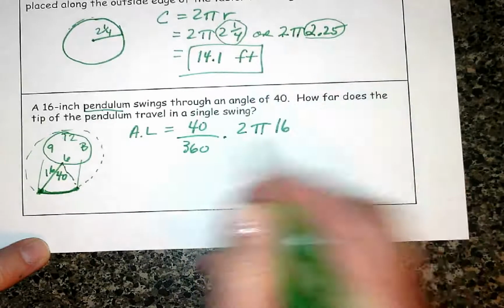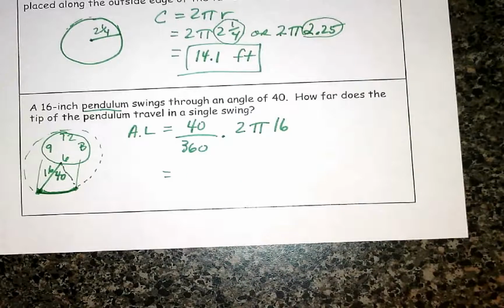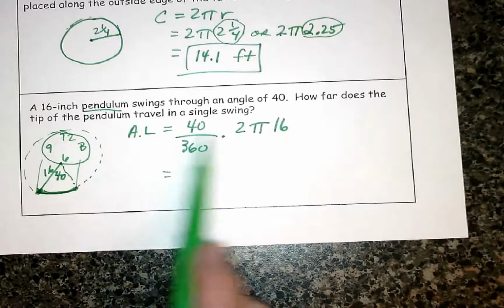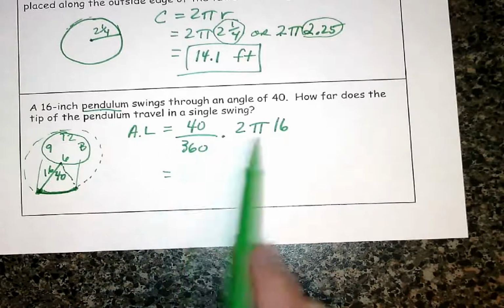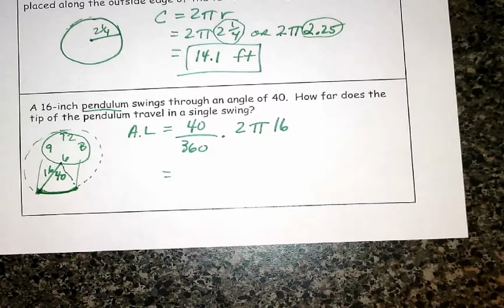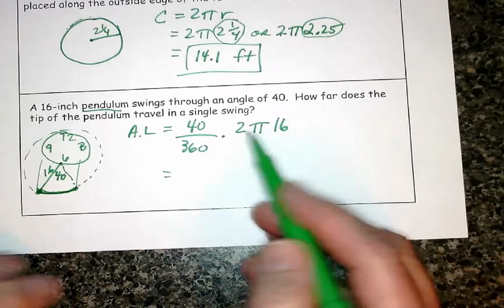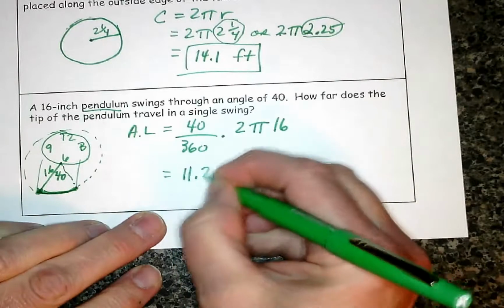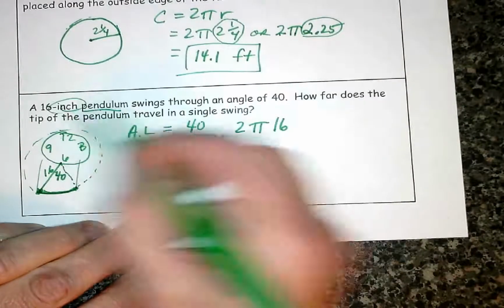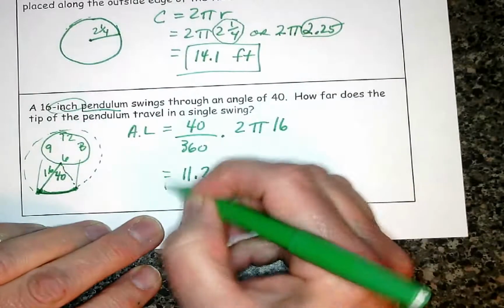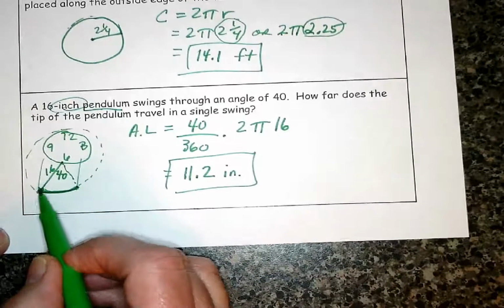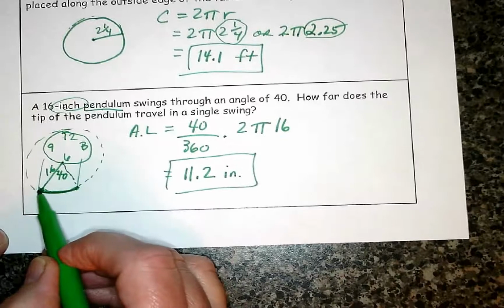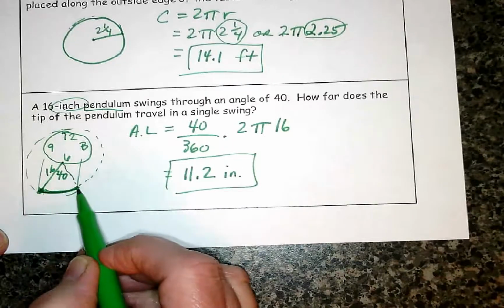times 16. Okay, so like I said, the hardest part sometimes on these application ones is figuring out what are they asking me to find. Once you figure out what they want you to find, this is an easy on the calculator, plug it in problem. So I'm going to multiply that all out. I get 11.2. They were talking in inches, so this would be inches. 11.2 is how far this tip of the pendulum is traveling from here to here.